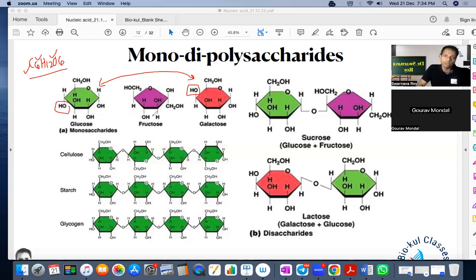Same concept: fructose and glucose are also isomers. Why are we studying these? These are all carbohydrates, right? And they're all monosaccharides because they are made up of only one unit. So glucose, fructose, galactose, mannose, they're all monosaccharides.